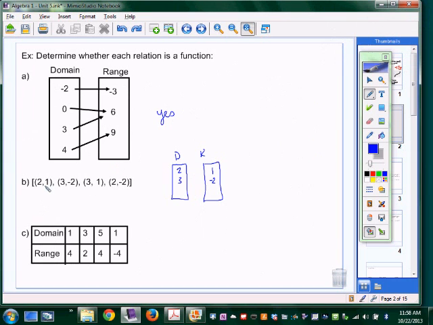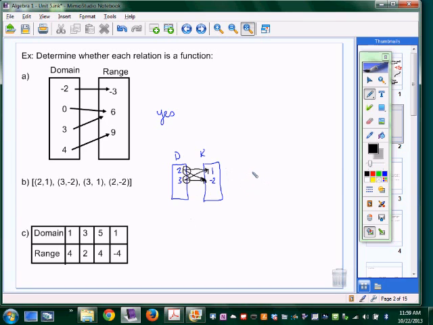I just did the domain. There's a 2 and a 3, and I only write them once because it's the same number again. And then there's a -1 and a +1 and a -2. I only write those once. So then 2 goes to 1, 3 goes to -2, 3 goes to 1, and 2 goes to -2. So this is not a function because I have 2 arrows coming off of an x. I can only have 1 arrow coming off of the x. So every x can only give me 1 individual y.